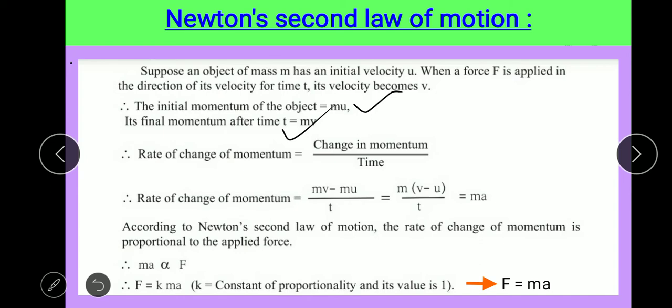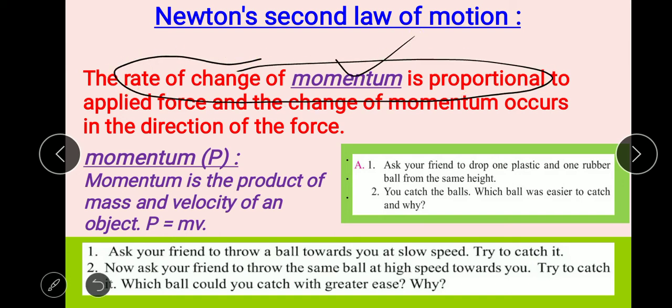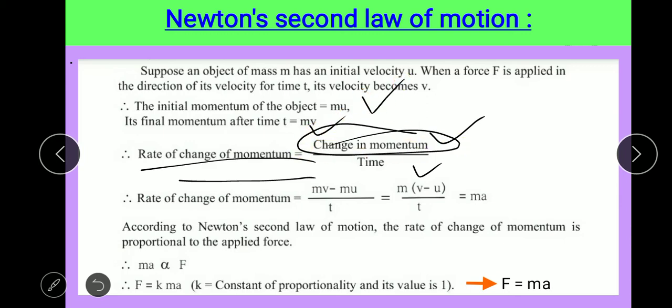So here when we are talking about rate of change of momentum, when you see the law, students, rate of change of momentum is proportional. So what is rate of change of momentum? You know momentum now. I'll tell you, students. Rate of change of momentum is nothing but change in momentum per unit time. Change in momentum is nothing but final momentum minus initial momentum, so instead of change in momentum, I am writing final momentum minus initial momentum, and remaining everything is same.